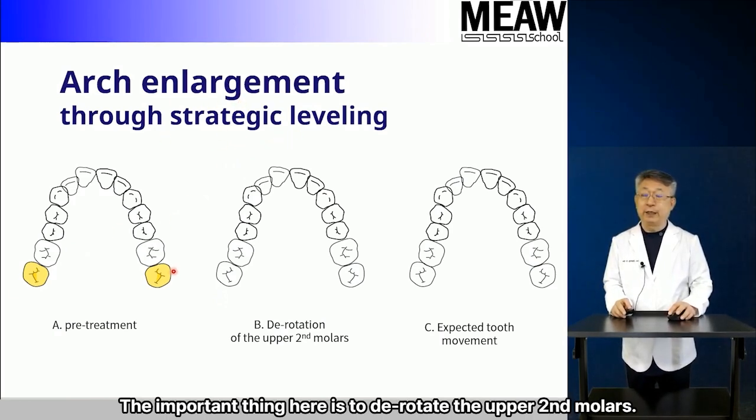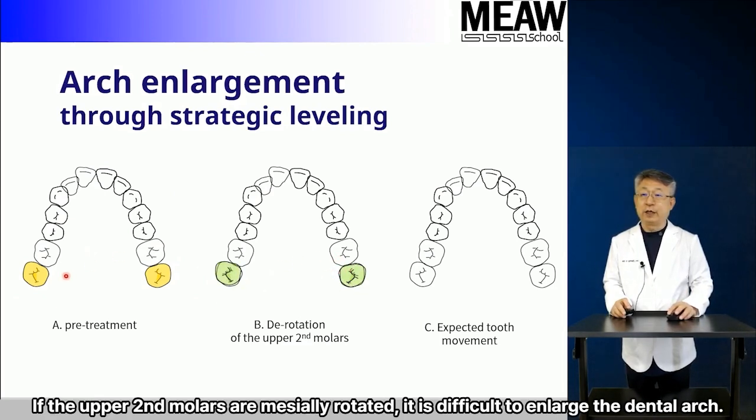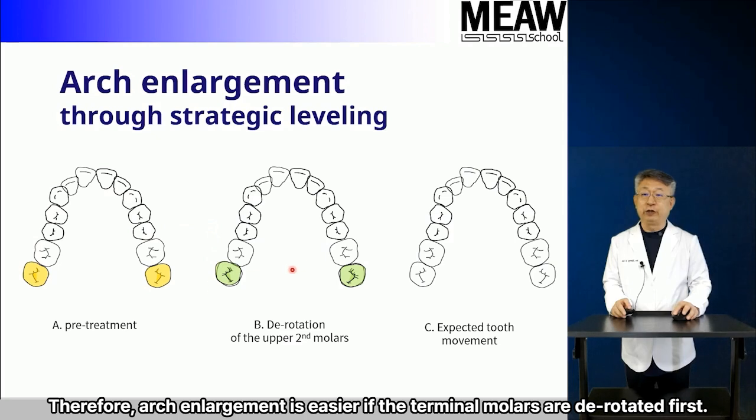The important thing here is to derotate the upper second molars. If the upper second molars are mesially rotated, it is difficult to enlarge the dental arch. Therefore, arch enlargement is easier if the terminal molars are derotated first.